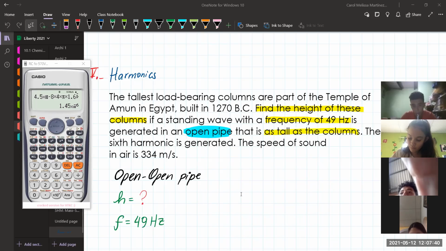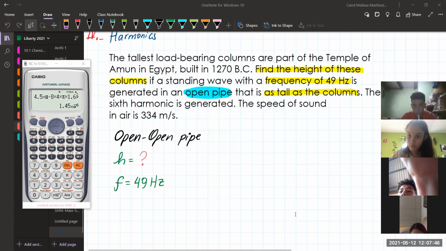This is very nice. It is trying to tell you that the column of air that generates that sound is going to be the same height as the column. So if you find the L, the length of the instrument, you're going to find how tall the columns are. So in this case, by height, I actually need to find the length because it says that it is as tall as the columns.